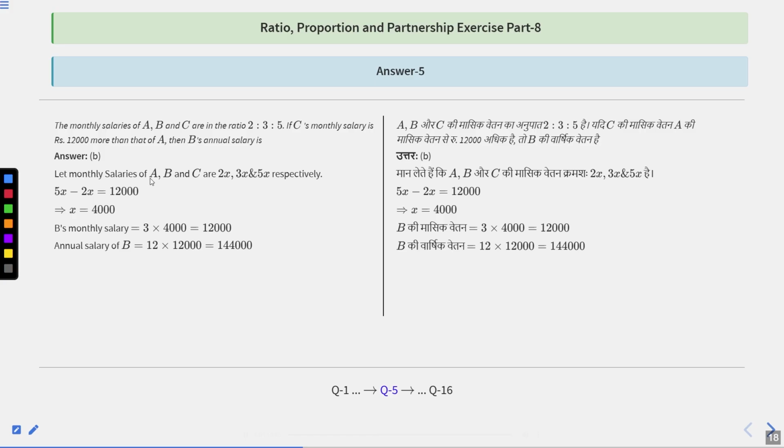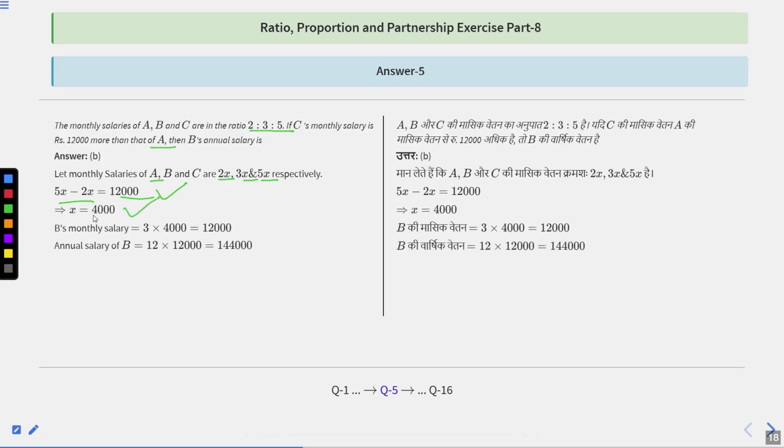According to the question, let the monthly salaries of A, B, and C be 2x, 3x, and 5x according to their ratios. The question says C's monthly salary is 12,000 more than A. What does it mean? 5x minus 2x equals 12,000, because C's salary is 5x and A's salary is 2x. So their difference is 12,000, so x equals 4,000.